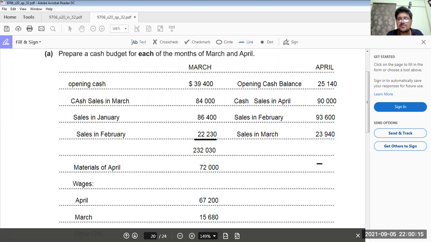Now total collection would be 232,680. Yes. Now we have to pay for materials of May. So materials of May is how much? 3,200 multiplied by 24. 76,800 we are going to pay for the materials of May.